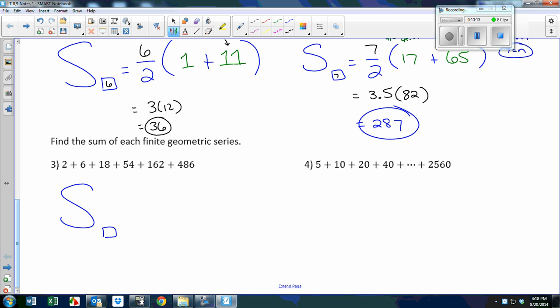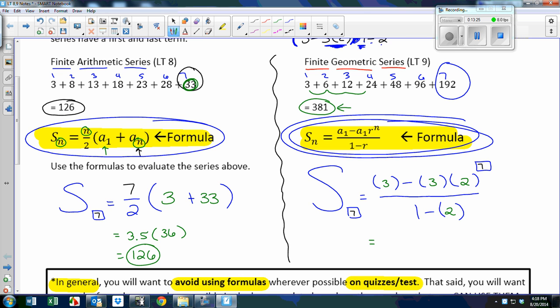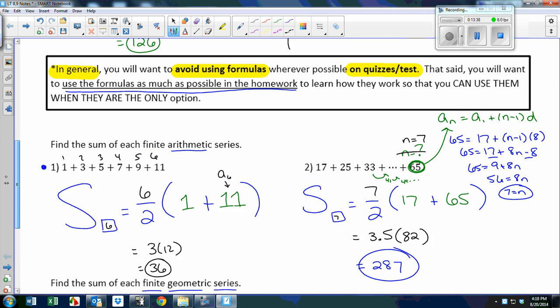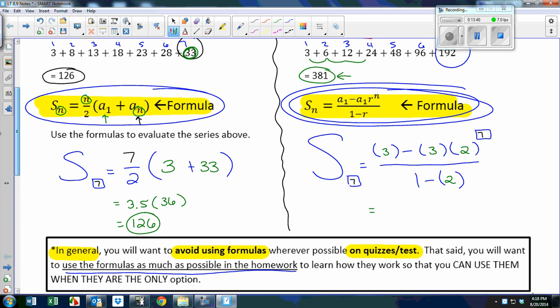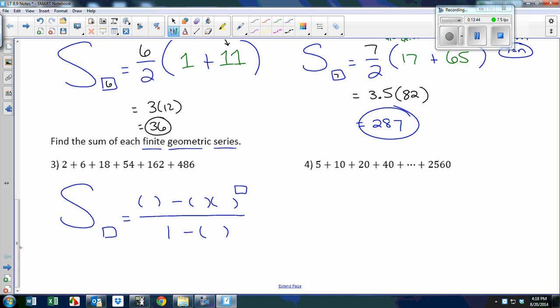All right, now we're talking about geometric series this time, finite geometric. We're going to be using this formula. So S sub n equals blank, big fraction, blank minus blank times blank to the blank power over 1 minus blank. You may have to scroll back and forth or write this formula down, but A1, R, and N, that's all we need.